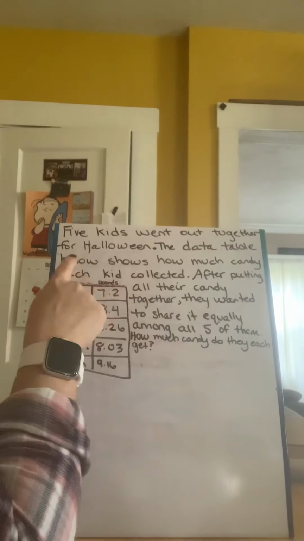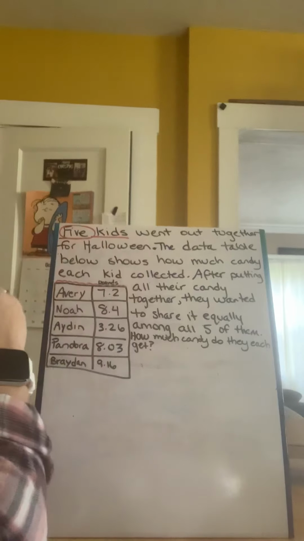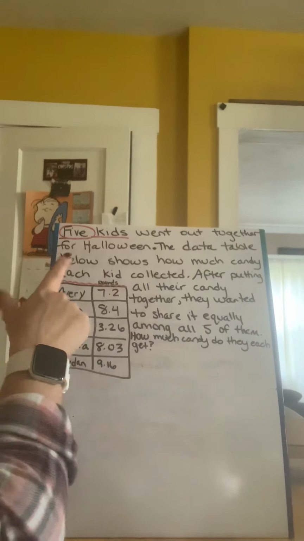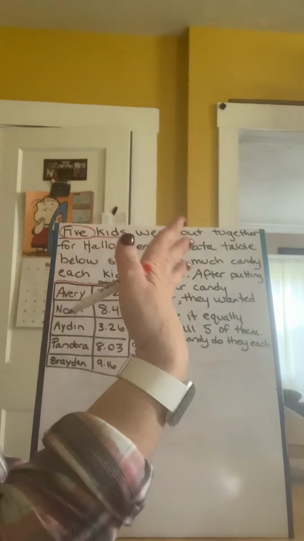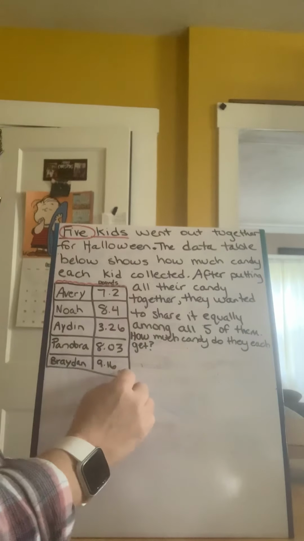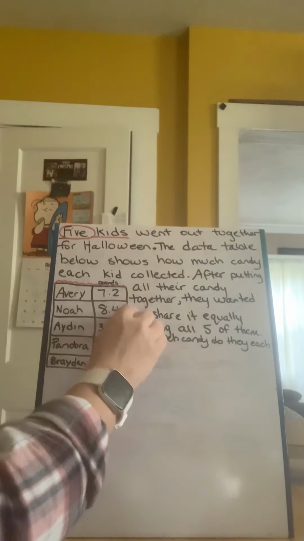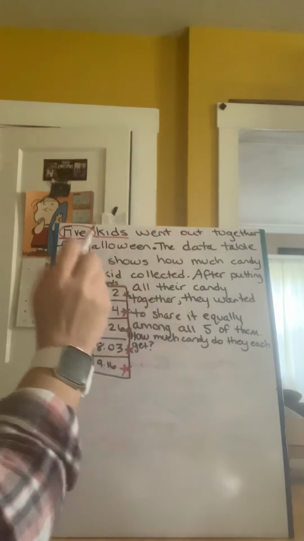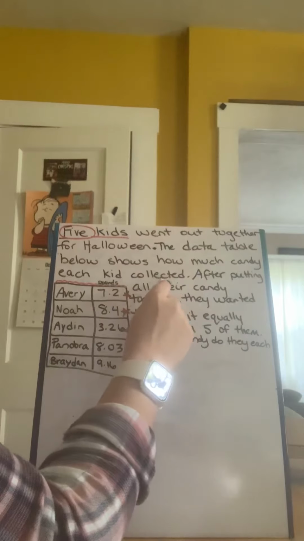5 kids went out together for Halloween. So let's circle 5 kids. Okay, so we know we're dealing with 5 kids. Because later it said that they're going to share it equally. So we know 5 is important. We know our data table is important. So we're just going to put a little star next to each of these here. Okay, let's mark the data table there.